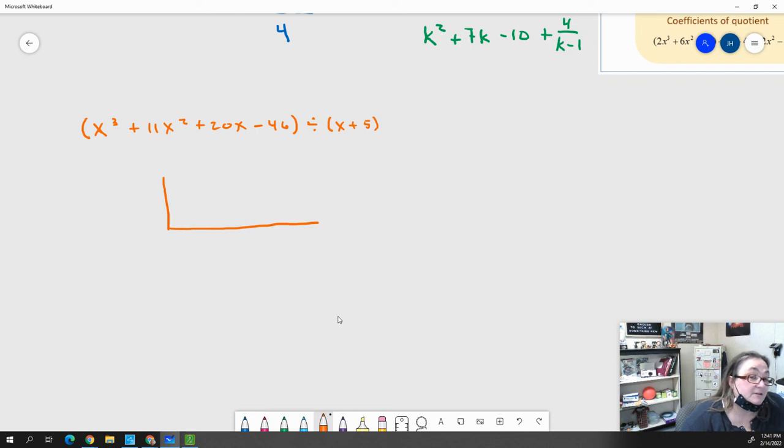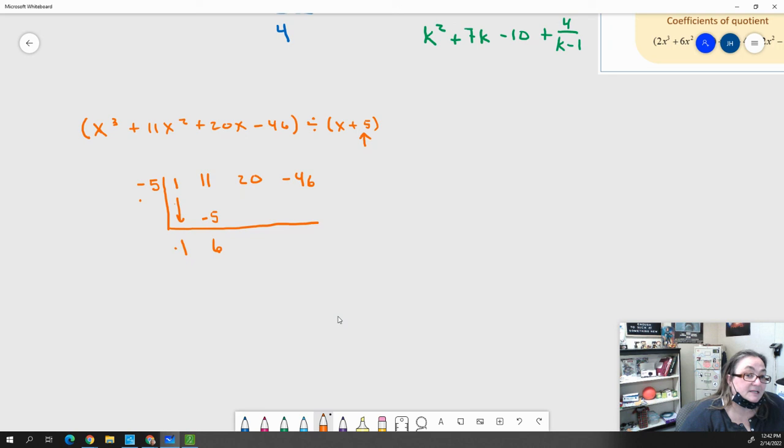My coefficient here, there's no lead coefficient, so it's just 1. My next one is 11. Then I've got 20, and then I've got negative 46. We are going to take the opposite of what's here. Here I have plus 5, so this is going to be negative 5. And now we're set up to start, right? We just have to drop our first term, which is 1. Negative 5 times 1 equals negative 5. 11 minus 5 equals 6.